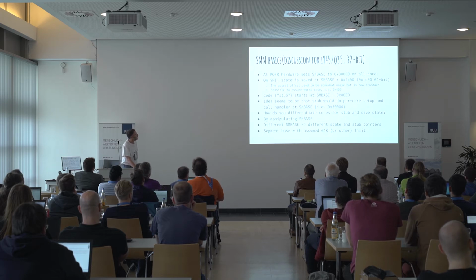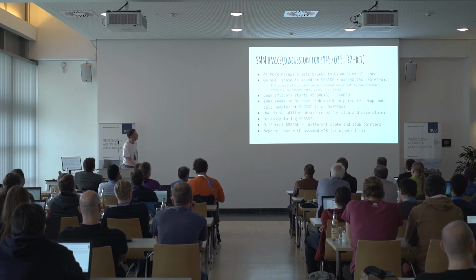So it kind of makes sense, I guess, that it did it on all the cores. And then on the system management interrupt, it actually saves the state, and like everything else in the x86, SMBASE points to a 64K-size region, right? And that's just the way we do things on the x86. So on an SM interrupt, state is saved at SMBASE plus 0xF something something.